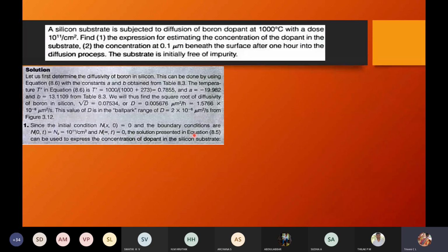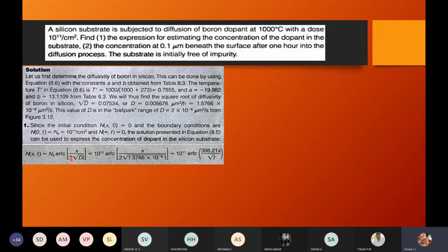So now we'll substitute that one in the error function equation. 8.5 is nothing but the error function equation here. N of x comma t is nothing but Ns into error function of x by 2 root Dt, right? So Ns is nothing but 10 to the power 11. So error function of x by 2 root Dt is substituted. And how much will we get? We'll get 10 to the power of 11 error function of 398.21 x by root t, right? This is the value itself here.